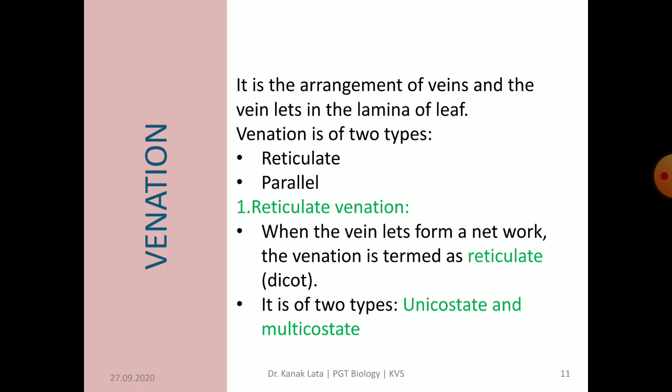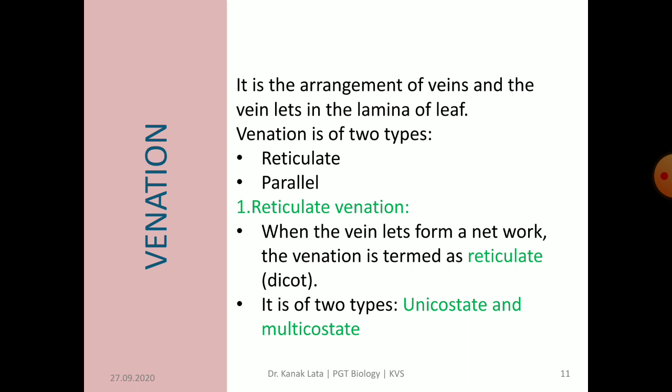Now it is about venation. First of all, we will discuss what is venation. Venation is the arrangement of veins and veinlets in the lamina of the leaf, and it is of two types, reticulate venation and parallel venation. So first we will discuss reticulate venation. When the veinlets form a network, then the venation is called reticulate venation.